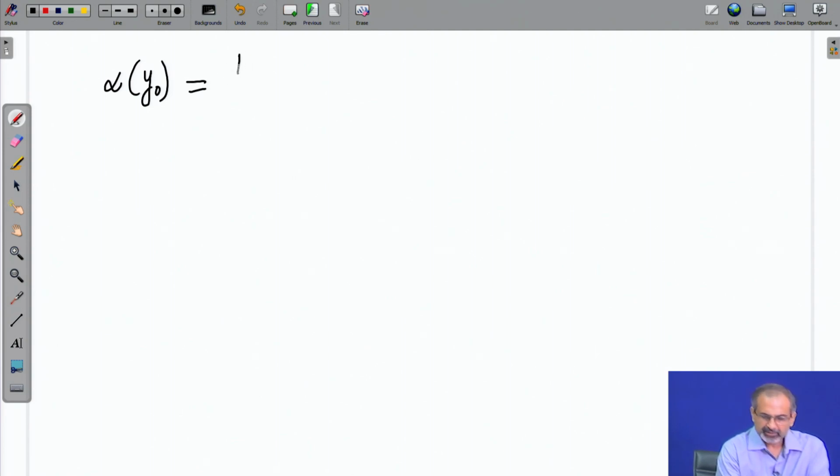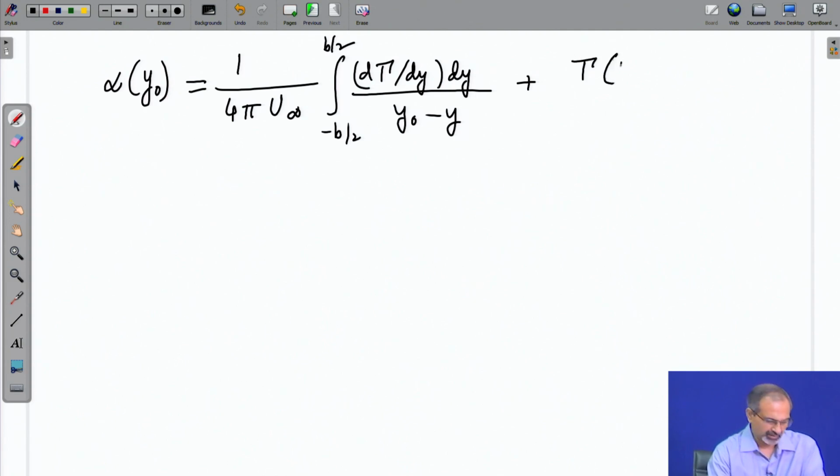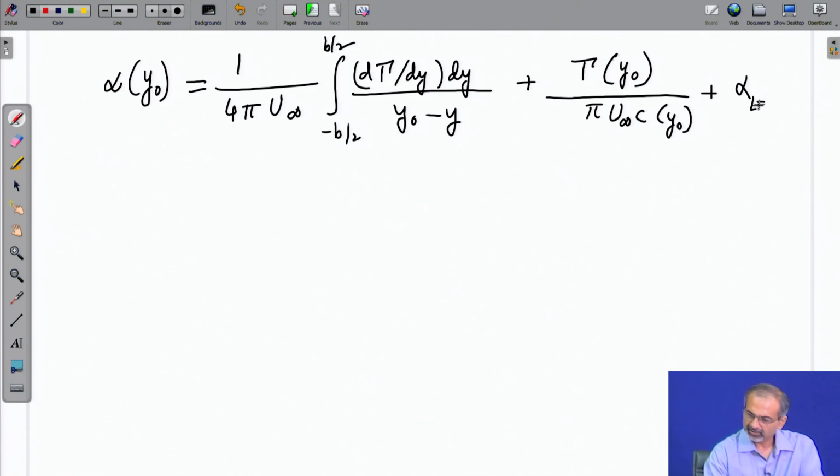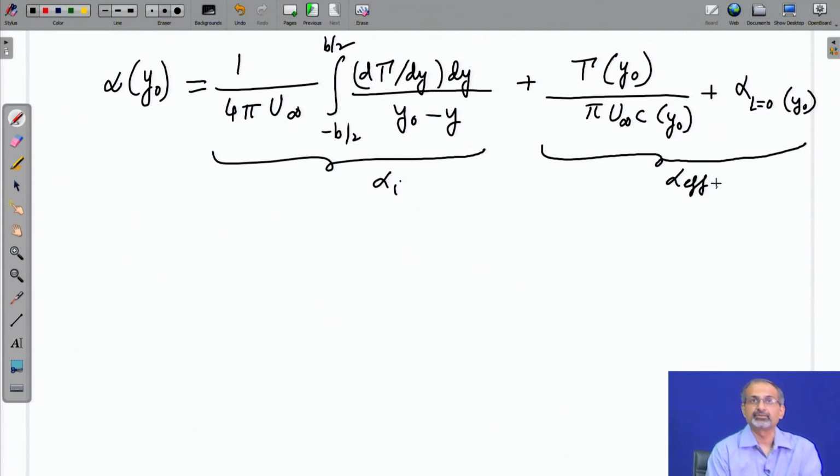So, alpha y naught is 1 by 4 pi u infinity, integral from minus b by 2 to b by 2 of d gamma dy into dy by y naught minus y, plus gamma y naught by pi u infinity c y naught, plus alpha L equal to 0 at y naught. This is the contribution coming from alpha I, which we have already derived. This is the contribution which is coming from alpha effective, which we just looked at.